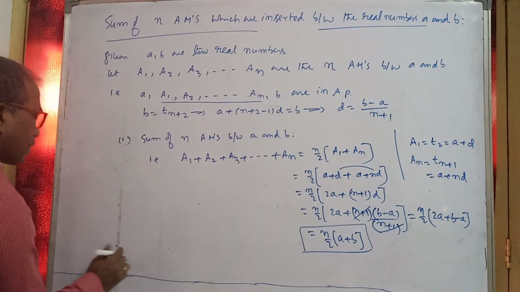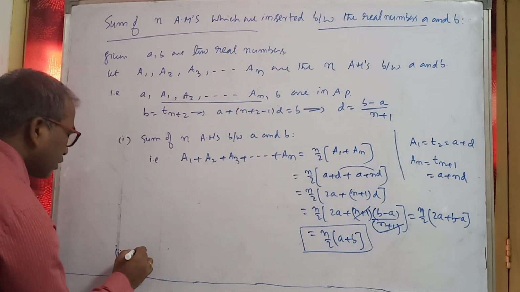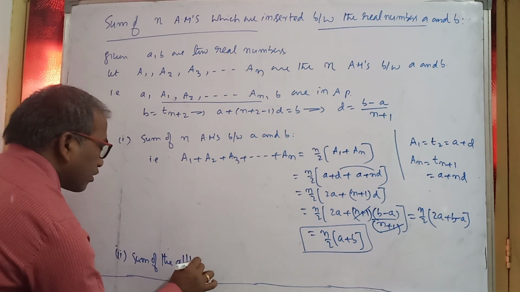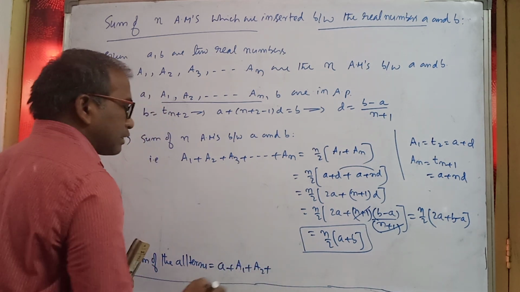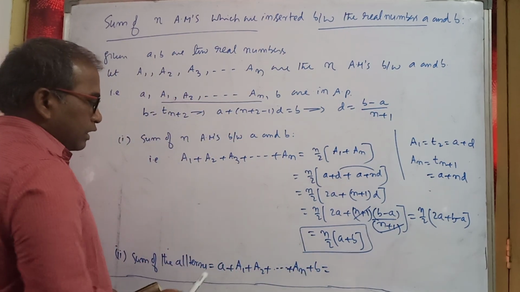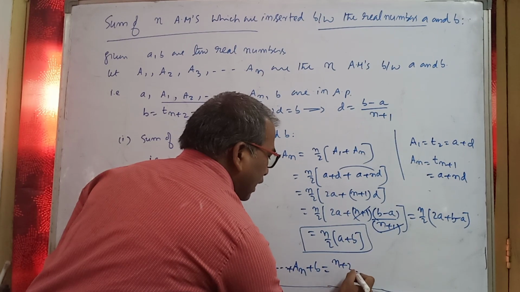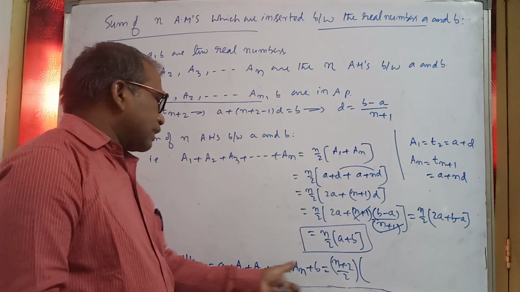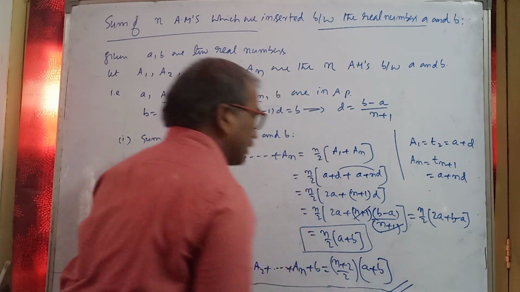And one more thing, the second part: the sum of the series, the sum of all terms, that is a plus a1 plus a2 plus ... plus an plus b. See here, in total how many terms are there? n plus 2 terms. The Sn formula is n by 2 into first term plus last term. Already you know the first term and the last term, so a plus b, that's it.